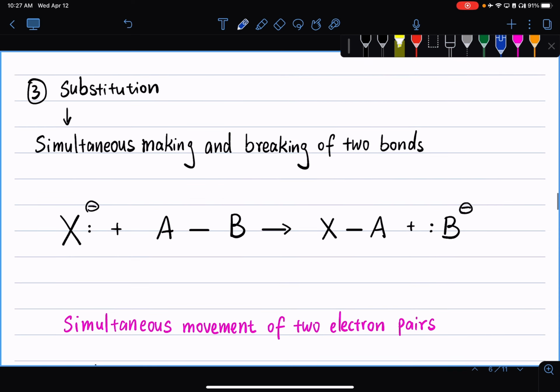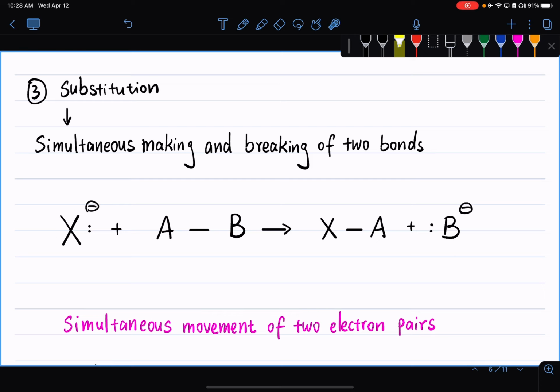All right, now we know how to break a chemical bond. We know how to form a chemical bond. What about forming and breaking of chemical bonds all happening at the same time? That is called a substitution reaction. It's a simultaneous making and breaking of two chemical bonds. We're forming one bond and we're breaking the other.